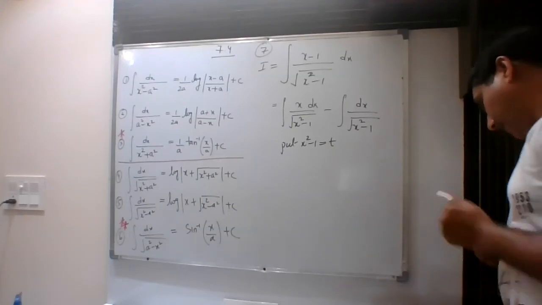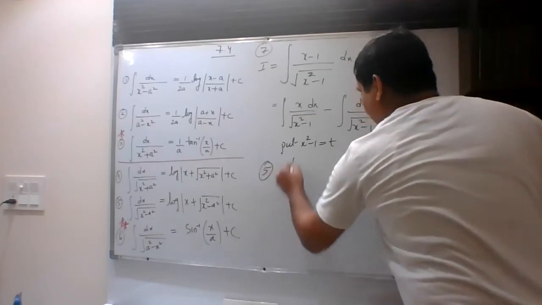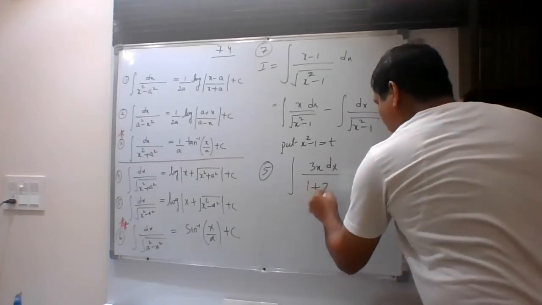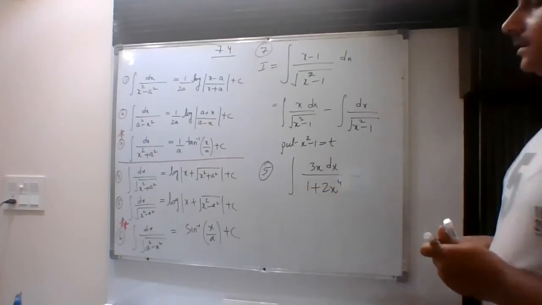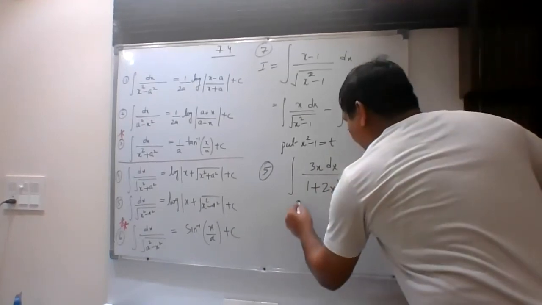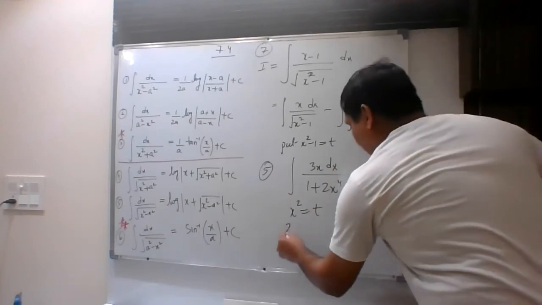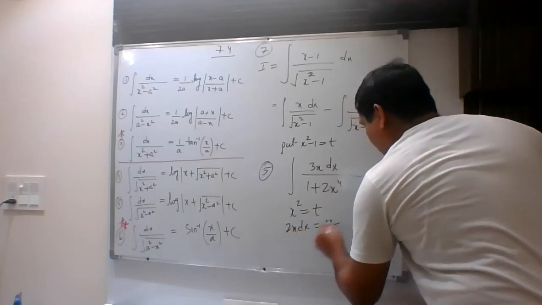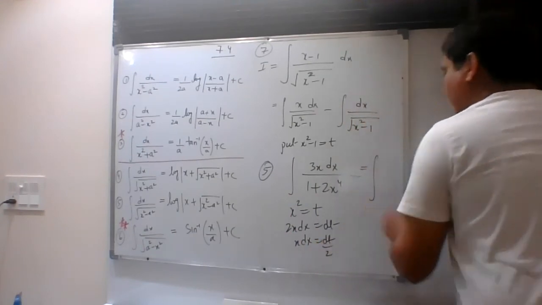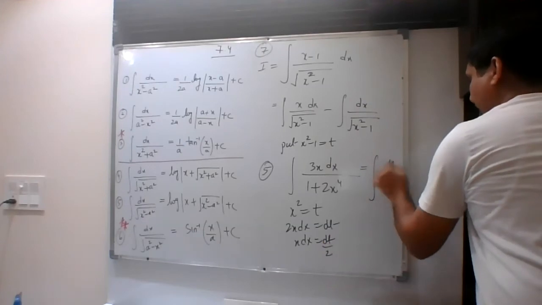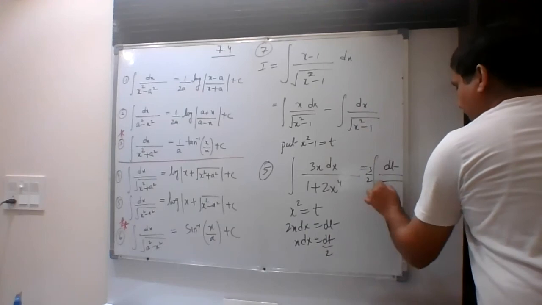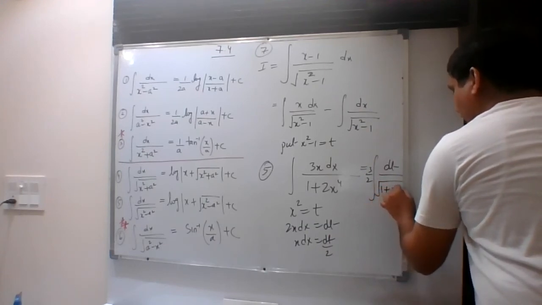Okay, now let me give you a hint for this fifth question also. Question number 5 is 3x dx upon 1 plus 2x to the power 4. Here what we can do is put x square equal to t. When you differentiate, 2x dx is equal to dt. So x dx can be written as dt by 2. That means this can be written with dt by 2 taken out, and this is 1 plus 2t square.